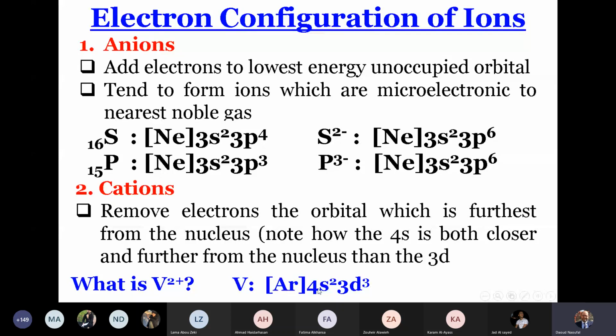So the 2 electrons of 4s are the least attracted by the nucleus, because these 2 electrons are the most distant from the nucleus. So if we want to remove electrons, we could not remove the 3 electrons of 3d. We have to remove electrons of the valence. So we remove the electrons of 4s. And the electronic configuration of vanadium 2 plus is argon 4s0 3d3, or simply argon 3d3.